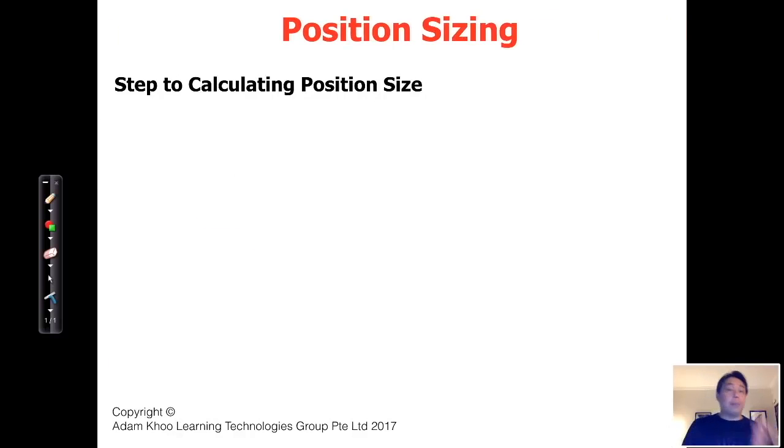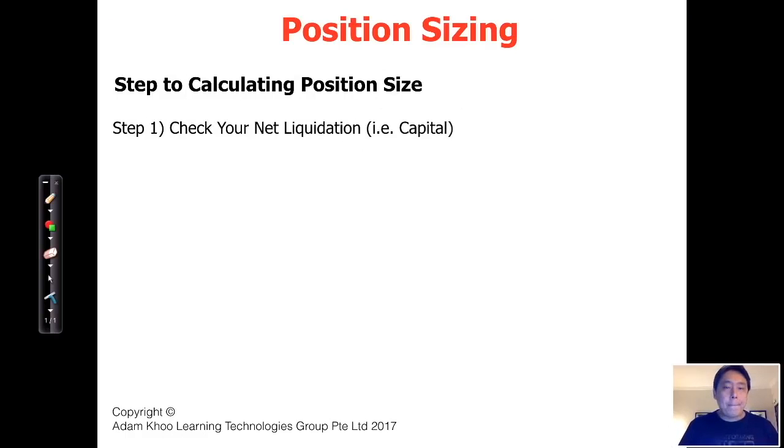So let's go through the steps to calculate your position size. Step number 1 is to check your net liquidation. Whatever broker you're using, once you log in, you can look at your net liquidation, or the amount of capital that you have to trade. So we call this your net liquidation. For example, say you've got $10,000. You open an account, you fund with $10,000, that's your net liquidation. Now you'll eventually go up, or you may go down first before going up, okay?